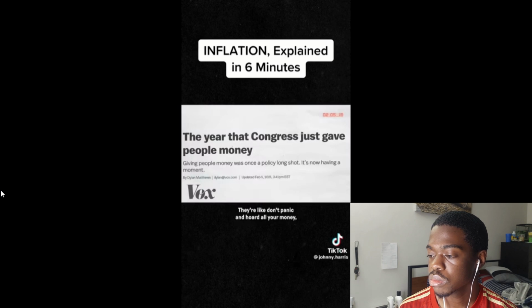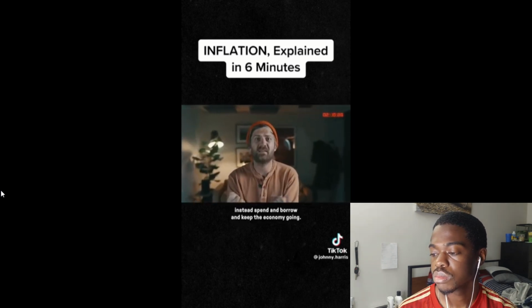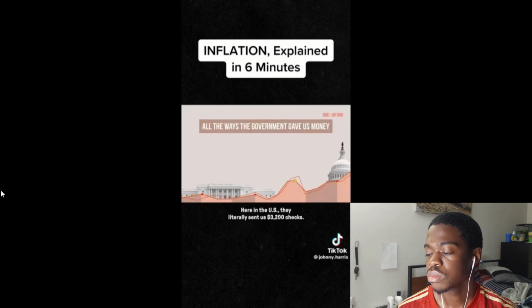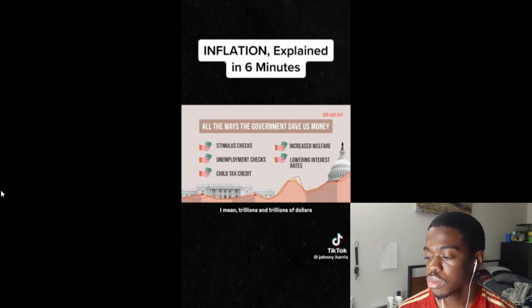When COVID shut down the world, governments gave us money, free money. They're like, don't panic and hoard all your money. Instead, spend and borrow and keep the economy going. Here in the US, they literally sent us $3,200 checks. They gave $600 a week to people who were unemployed for months and months and months. They gave subsidies to people with kids. They increased spending on food stamps. I mean, trillions and trillions of dollars of stimulus money.